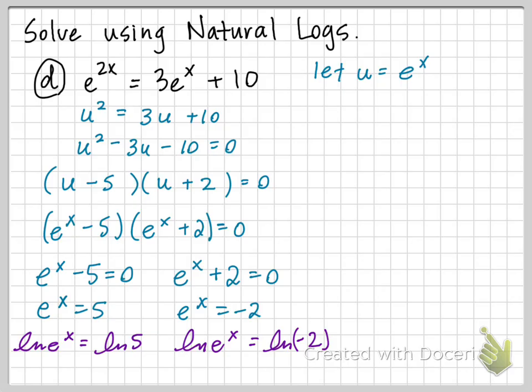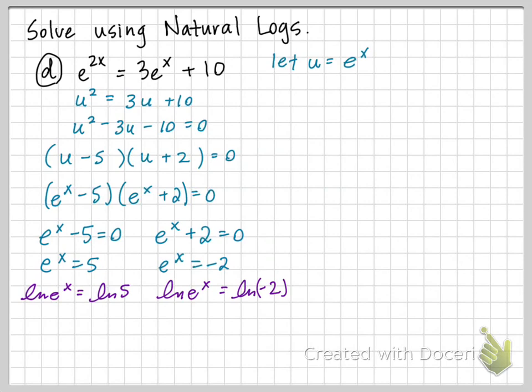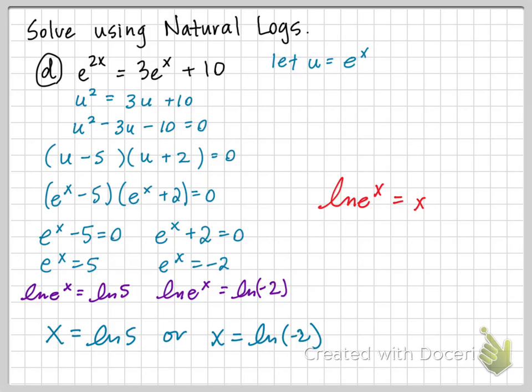There should be something screaming in your head saying when you have natural logs or any logs, the argument's never allowed to be negative. There should also be another property screaming in your head that if you have the natural log of e to the x, you really just have x. That means my final answer for this would be x is equal to the natural log of 5, or x is equal to the natural log of negative 2. And again, screaming in your head would be that the argument is never allowed to be negative. So your final answer for this one would be the natural log of 5.